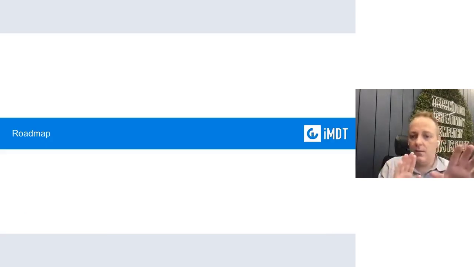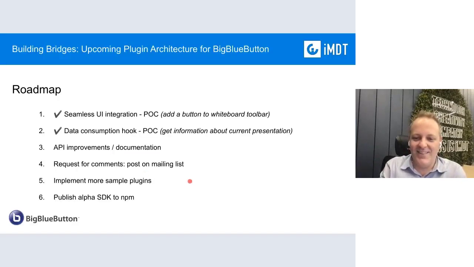So these are the key features for the plugins. And now I'm going to show you the roadmap. One thing we wanted to explore, and it was very good to do this proof of concept, because as I told, we started from a very complex API, and now I believe it's very simple, waiting for the feedback. So the first step was to create this seamless UI integration proof of concept. That was adding a button to the whiteboard toolbar. And the other proof of concept was consuming data in real time.